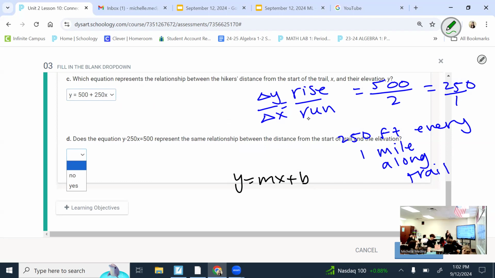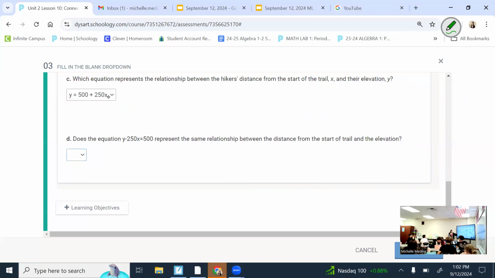Okay, they moved the 250x to the other side, because it's no longer on this side. How would I do that? What math would I do? And did they do it on both sides? Yeah, they did. Because y and the x are not like terms, you can't combine them, you just rewrite it. Make sense? These are really good homework questions.